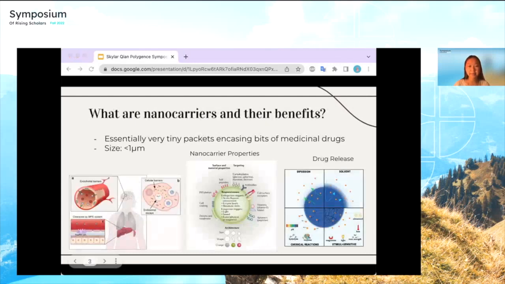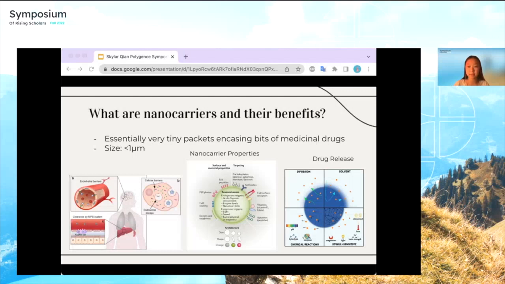So going back to my topic of research, nanocarriers are essentially very tiny packets that encase a little bit of cancer drugs in them. And even though each nanocarrier can only carry a little bit of cancer drug, with a bunch of them, you can have a lot more cancer drugs. So what's the point of having such a small size? And why wouldn't we need to encapsulate them? Well, the whole point of nanocarriers is that they can overcome the limitations mentioned in the previous slide.